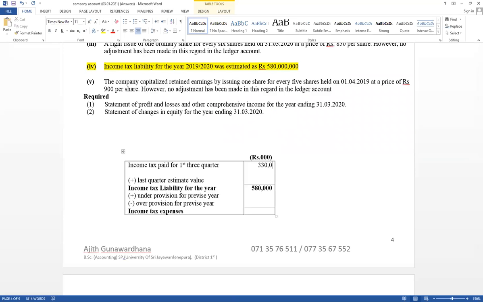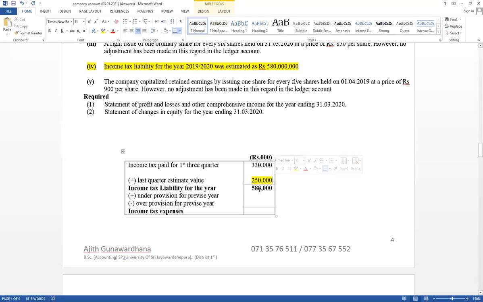Then the difference value is the last quarter estimate value. Therefore, 580,000 minus 330,000. Therefore, the difference value equals 250,000. That is the value estimated for this financial year's last quarter. It has not been paid in cash. That value should be included under current liability.